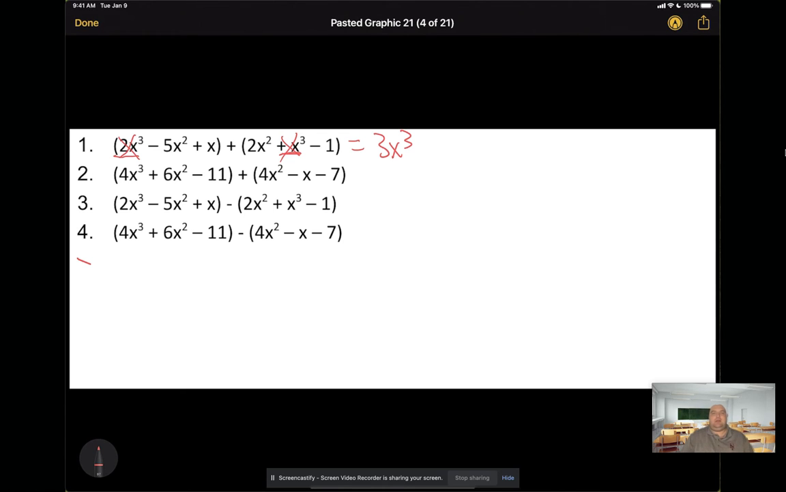So now I'm going to go to x squared. Let's look for my terms that have an x squared in them. I see one right here, and I see one right here. So I have a negative 5x squared and a positive 2x squared. So negative 5 and positive 2 is going to become a negative 3x squared.